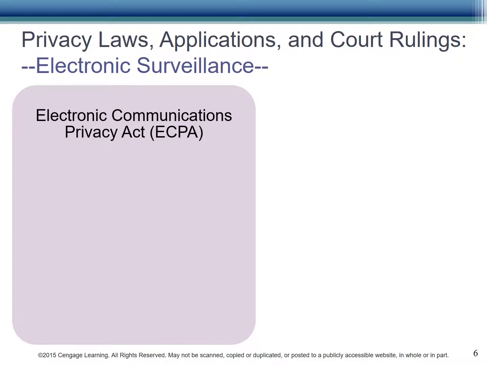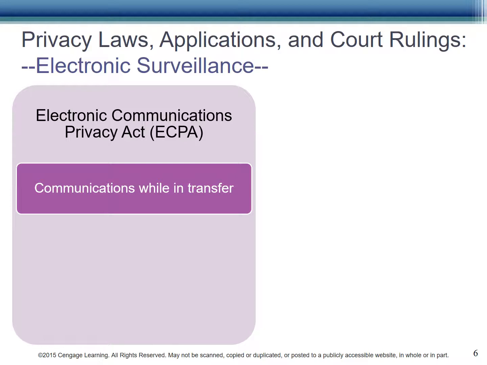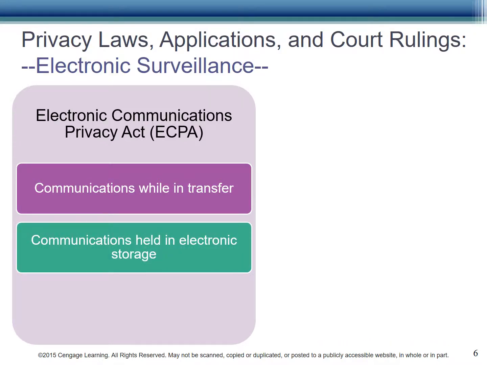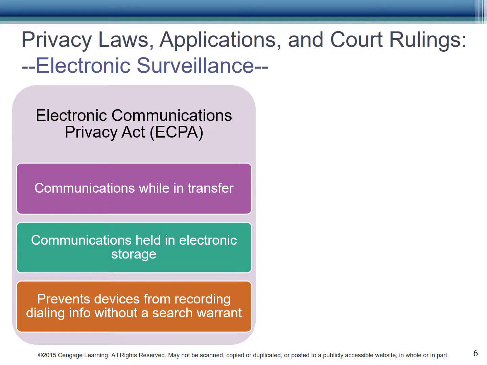The Electronic Communications Privacy Act, or ECPA, was passed in 1986 in an effort to protect transmissions of electronic data by computers, extending the original act, which dealt with traditional telephone transfers. ECPA also provides protection for communications that are stored electronically and prohibits devices from recording, dialing, or other information without a valid search warrant. ECPA desperately needs an update, but remember, laws and government bureaucracy never keep up with technological change. Thus, it's incumbent on you to protect your own privacy.